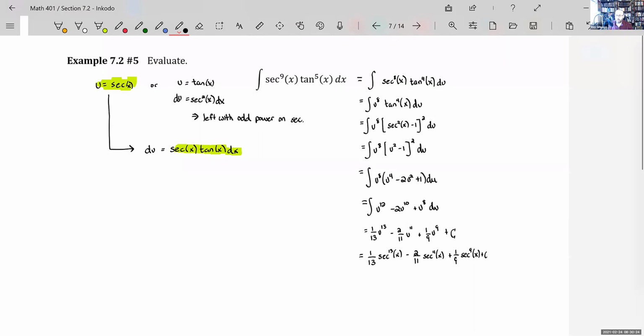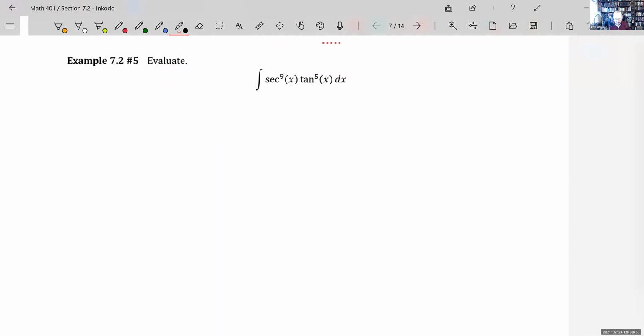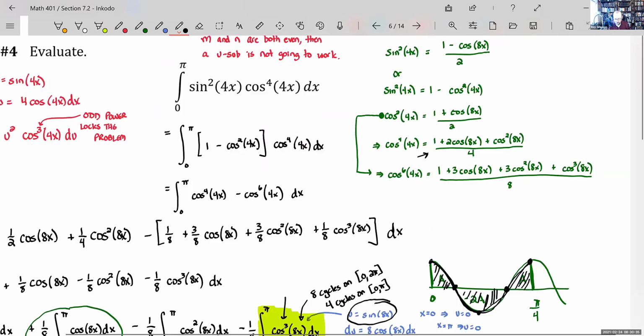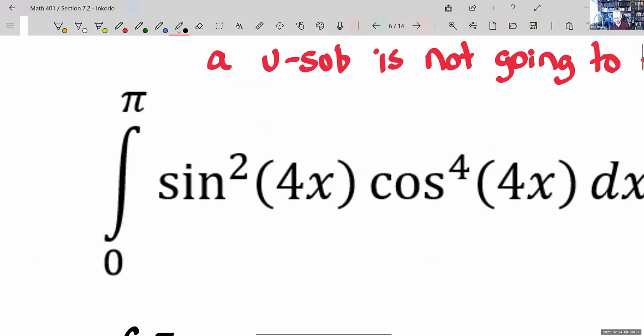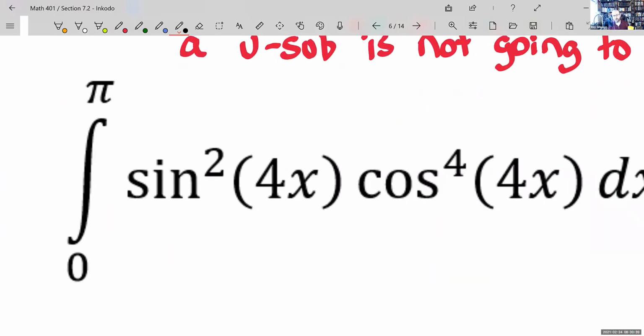So the previous problem really showcases the worst case scenario. There's no other scenario that is worse than starting with even powers on sines and cosines. There's nothing worse than that. And that's why I have it in my lecture, because I don't want you to have to face that in the homework without having seen it.